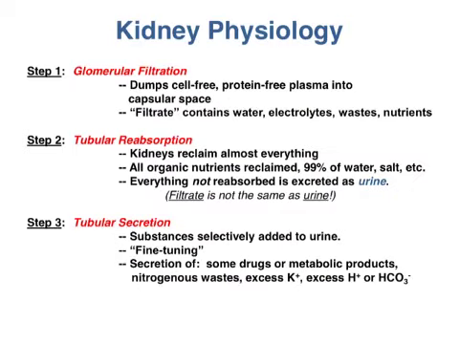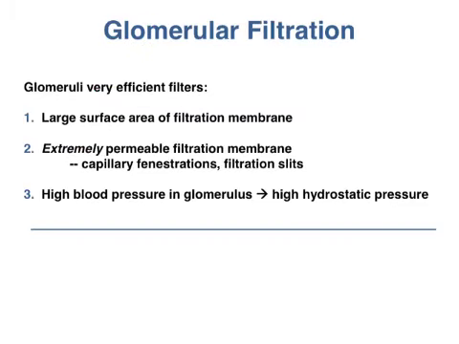Now, I want to take each of these three processes and talk about them in turn. A little bit more detail on what's going on, on what regulates them, as well as what structures, what aspects of the kidney support these processes. So the first process we're going to look at is glomerular filtration, the legitimate first step in producing urine. Glomerular filtration is a passive process.